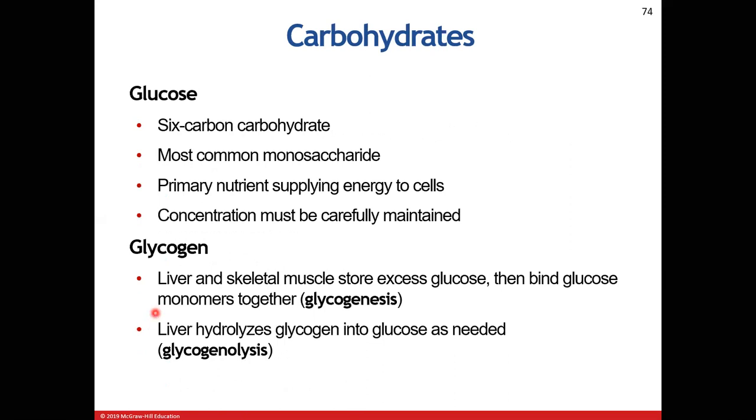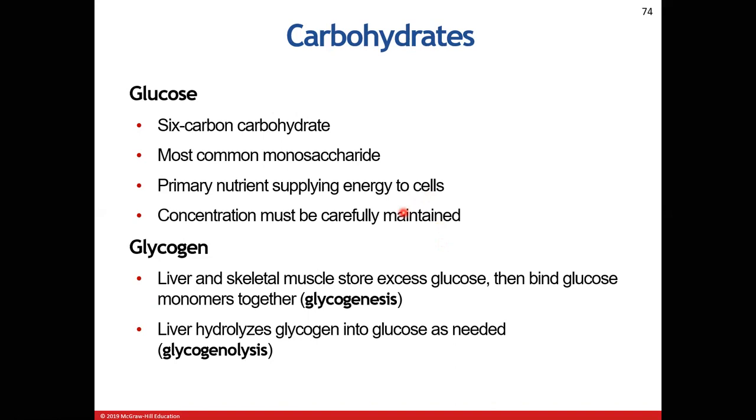We also have glucose. Glucose is a specific type of carbohydrate. It's a 6-carbon carbohydrate with a chemical formula of C6H12O6. Again, as before, we said it's the most common carbohydrate, most common monosaccharide that we have in our body. It's the primary nutrient that supplies energy to cells, and the concentration must be carefully maintained. Too low is probably one of the big things. We don't want too little glucose because, in particular, our brains have a very significant need for glucose and for energy. And without it right away, that can cause some damage or some lack of function to those particular areas.